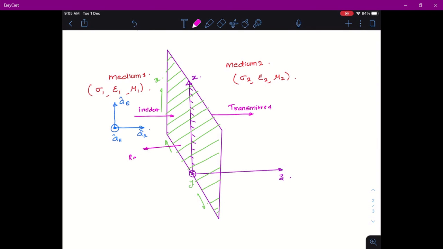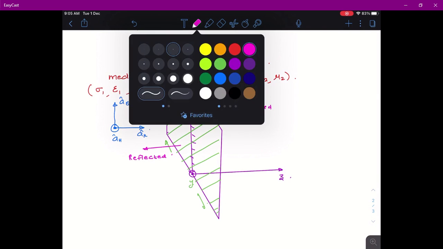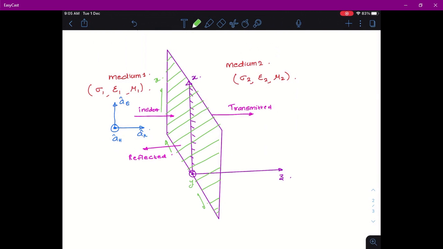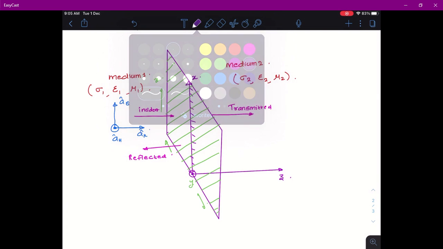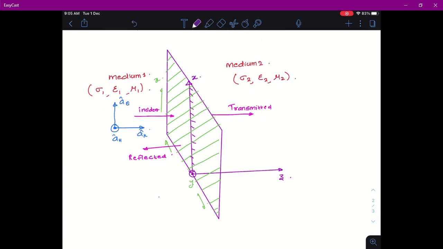And this is the reflected wave. We say it is normal because it is incident perpendicular to the plane. Now what is then the oblique incidence? If you say it is incident obliquely, that means that the wave has some angle. For example, something like this. It might incident like this, and so it will reflect like this, and it might transmit like this.